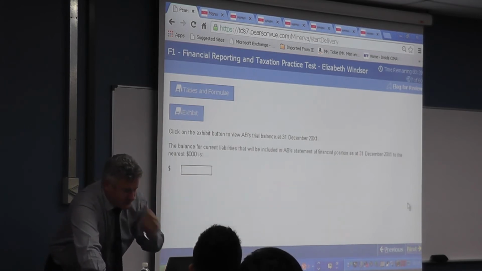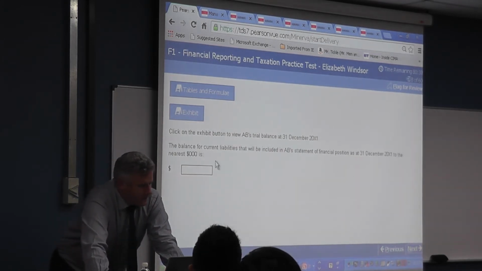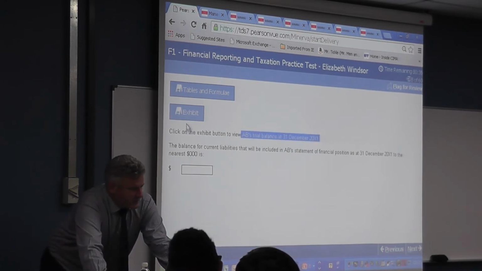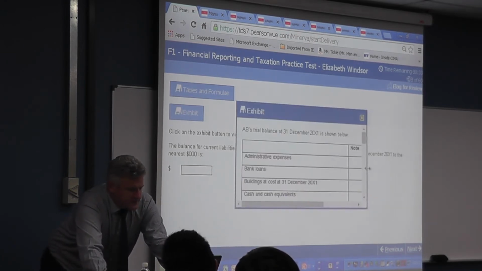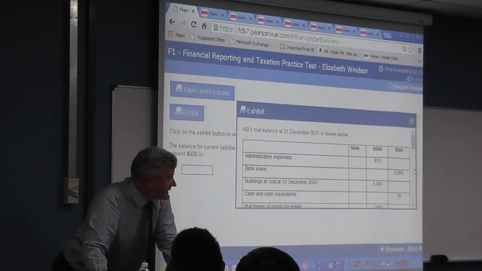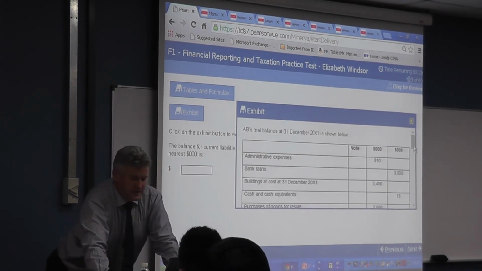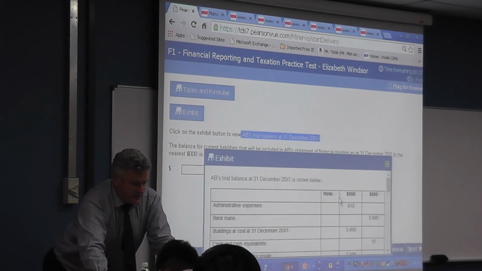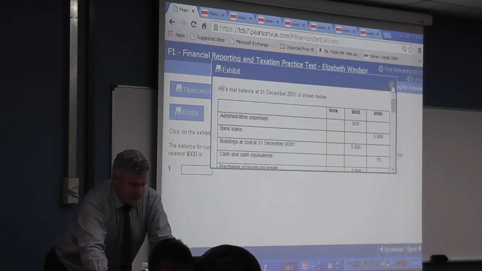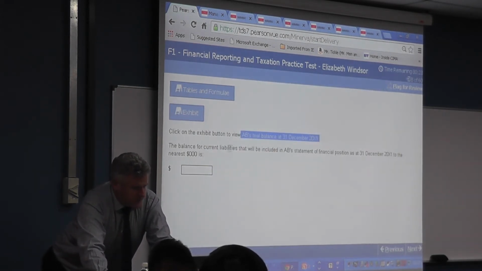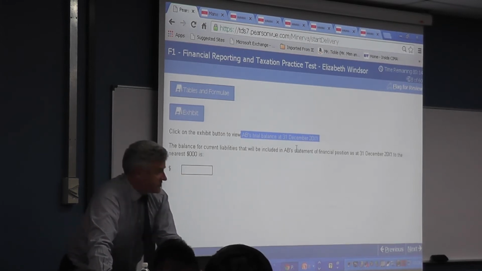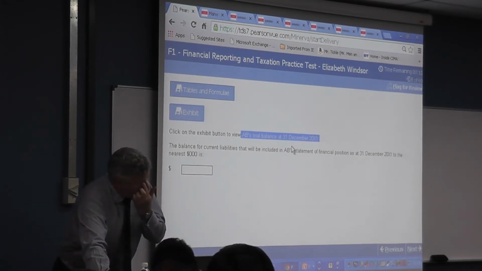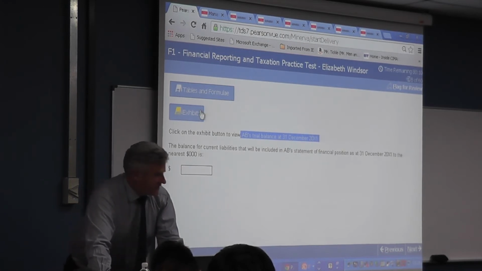And I will click this once. There we are. AB's trial balance, admin expenses. So we've got 2 questions that depend on a common set of data. This question, I'll hide the box, is about current liabilities. Nothing to do with revaluation reserve, so it doesn't matter if I got the previous question right or wrong. This is an independent question.